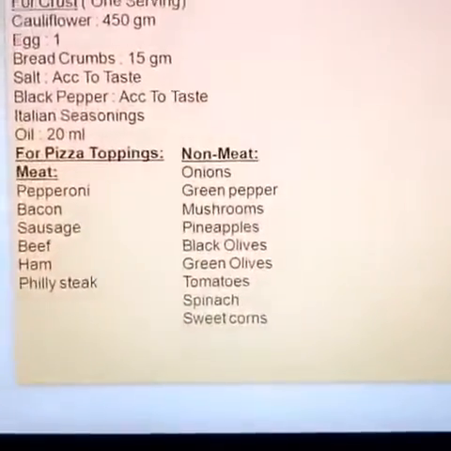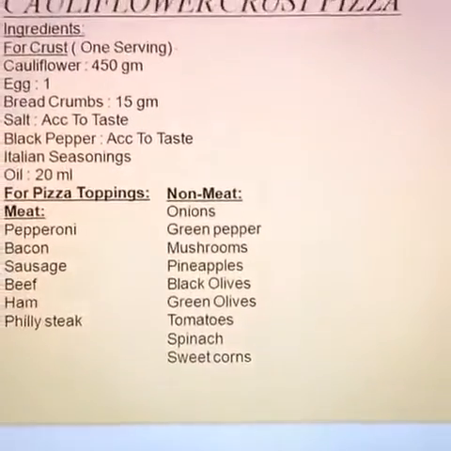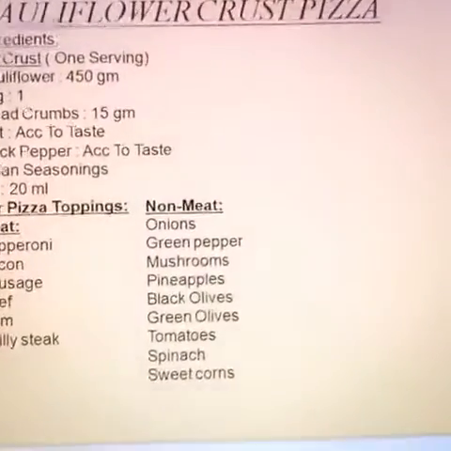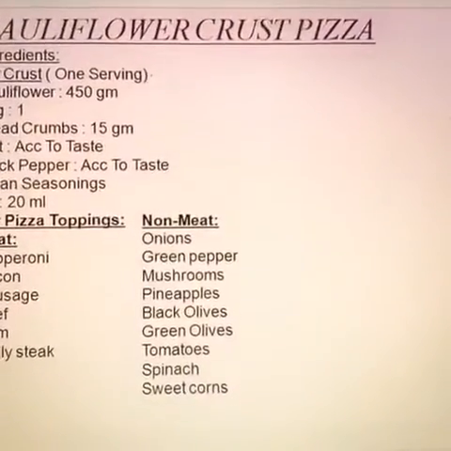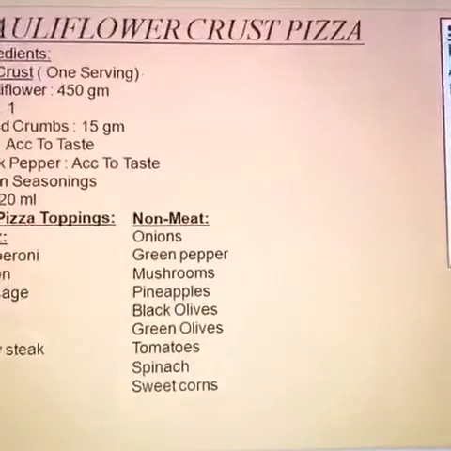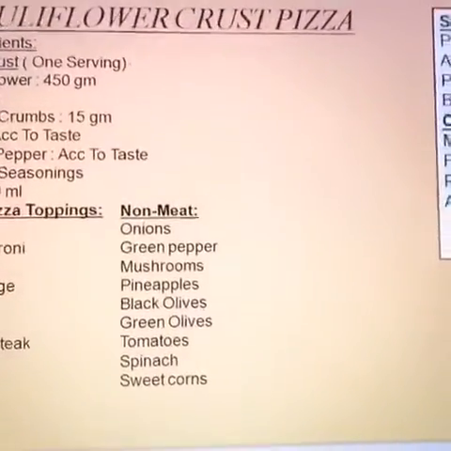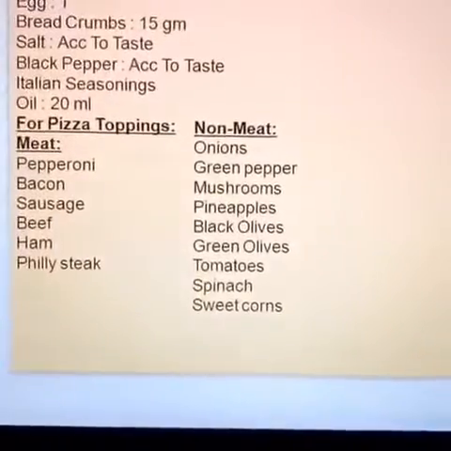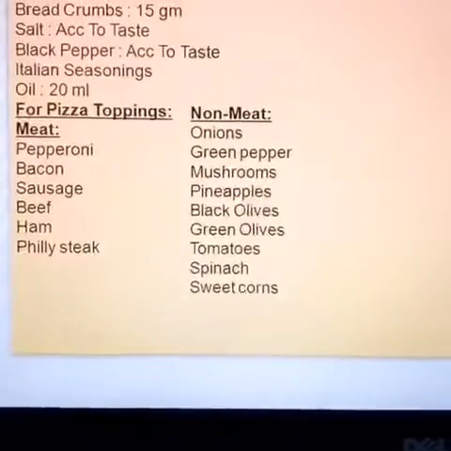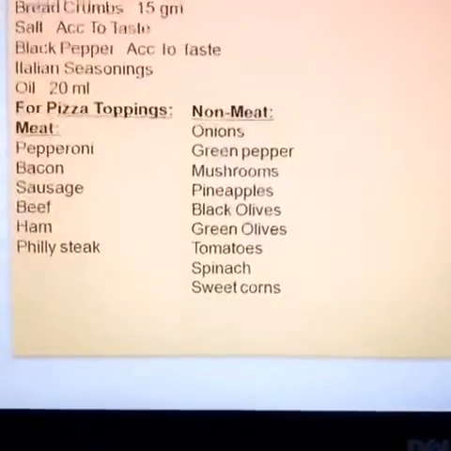For the cauliflower crust pizza, we have included cauliflower, eggs, breadcrumbs, salt, black pepper, Italian seasoning, and oil. Obviously, this recipe is healthier than regular pizzas, which are made of wheat and contain so many calories. Moreover, it is refined flour, which does not give any kind of fiber. So we have included a nutritional crust, which will be favorable for all kinds of people. Everybody can enjoy this pizza.